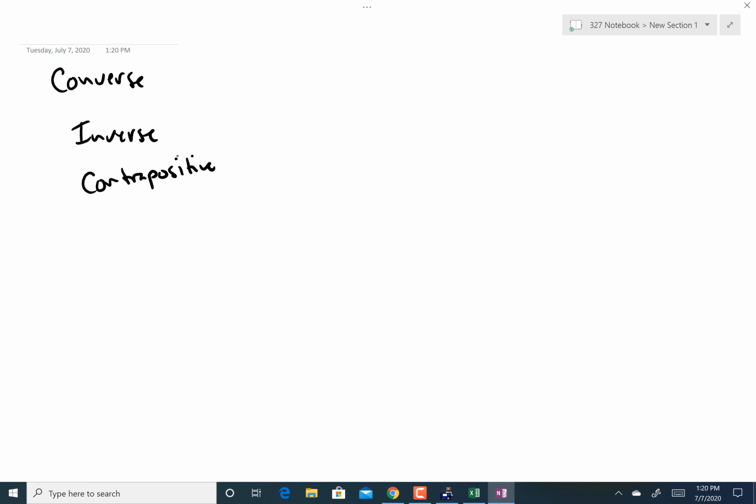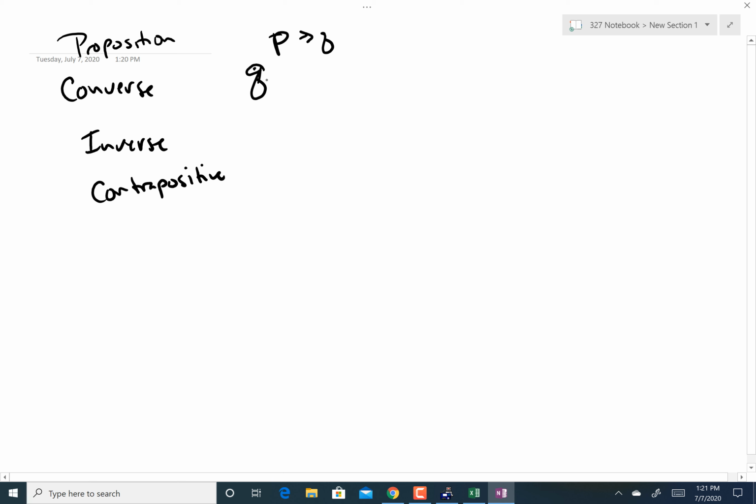Okay? So just keep these in mind, okay? Our proposition is always going to be of the form if P then Q. The converse of that is if Q then P. The inverse is if not P then not Q. And the contrapositive is if not Q then not P. And, you know, it is what it is.